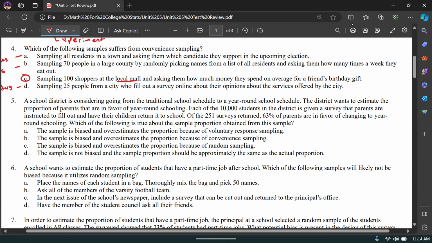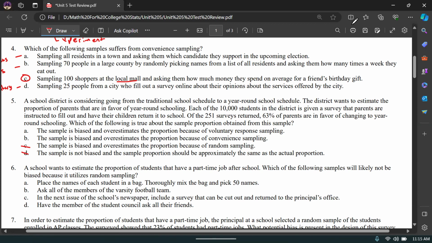So the sample is biased and overestimates the population because of voluntary response. B and C say the same thing, but B is for convenience sampling, C is for random sampling. And then D, it's not biased. The sample proportion should be approximately the same as the actual proportion. C doesn't make sense because if it was random sampling, it wouldn't be an over or an underestimate, right? C, if it was random sampling, would say what D is, which is not biased. So those two clash with each other, C and D.